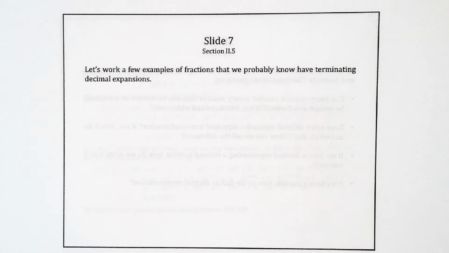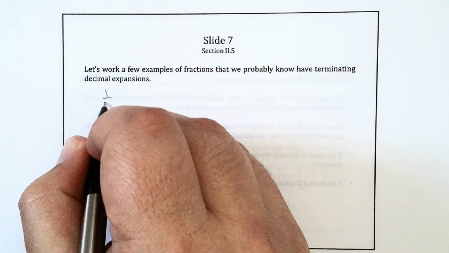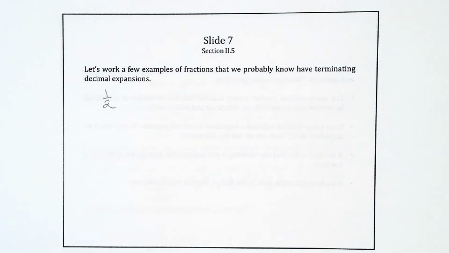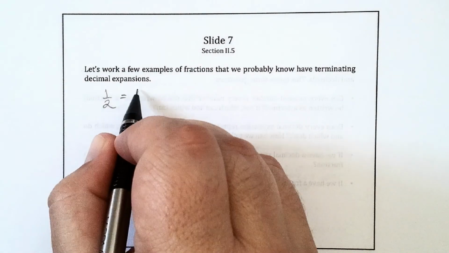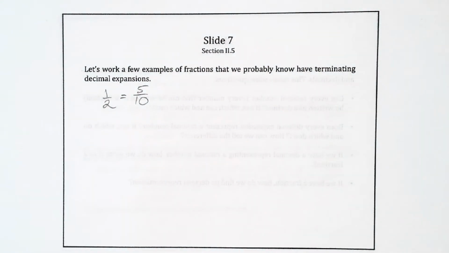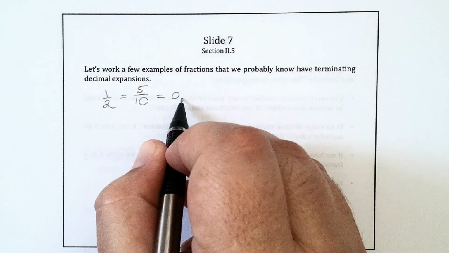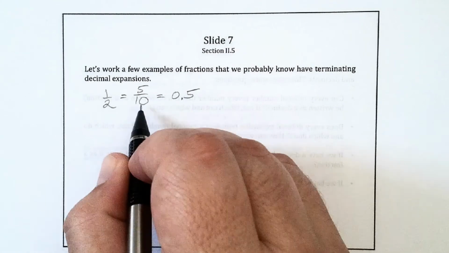So let's begin with a few examples that we probably already know have terminating decimal expansions. I'll start with the most obvious one, which is 1/2. I'm sure you all know that that's 0.5, but let's think about why that is. No calculators. We want a pencil and paper explanation. And the answer is that this is 5/10. Because it's 5/10, that's what we define as 0.5. 0.5 means 5/10.